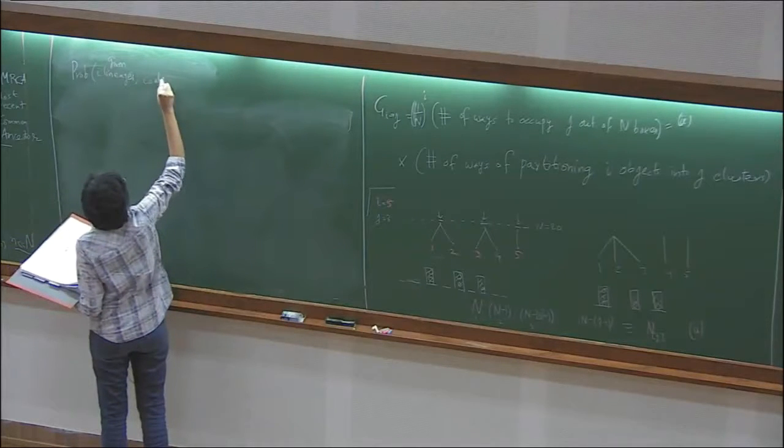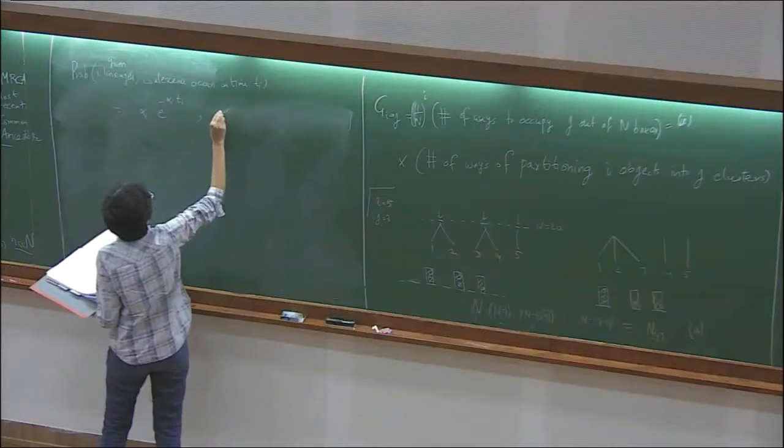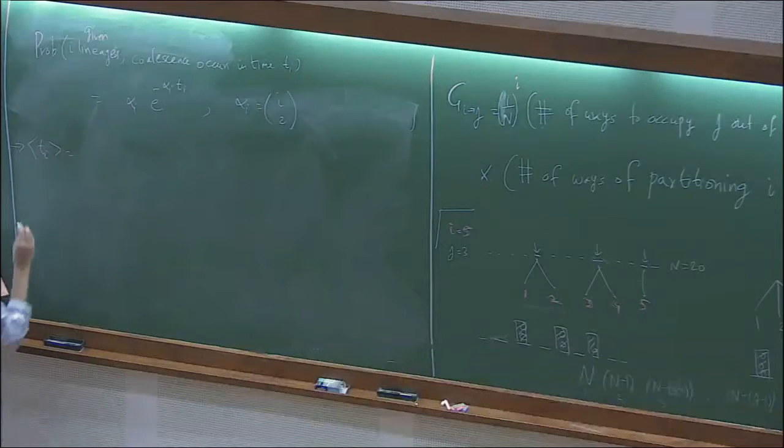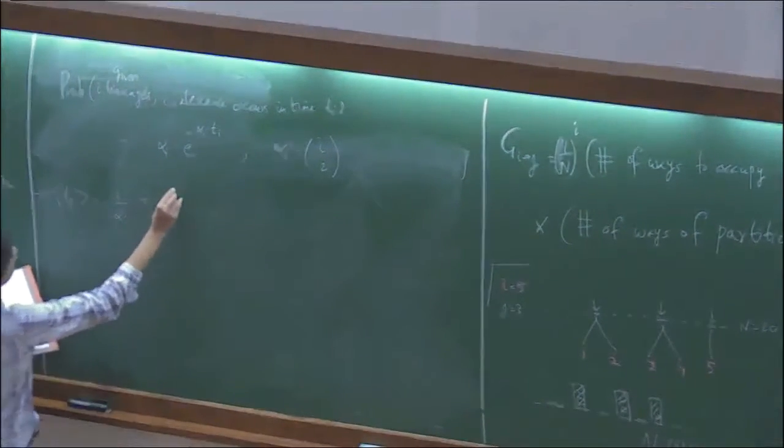Okay, so the average time is how much? Average time is 1 by alpha, right? The variance, of course, you can calculate. So this is the time that, if I had i distinct lineages, the time for two of them to merge is this. So let's just draw an average tree.